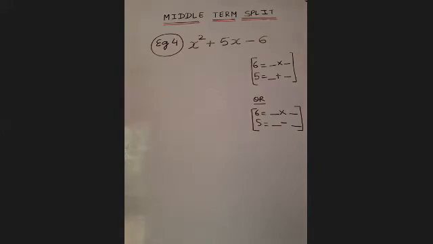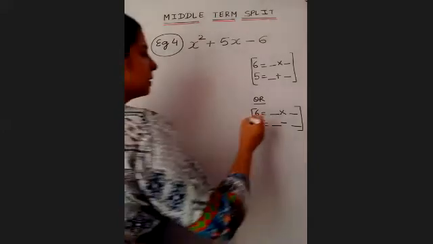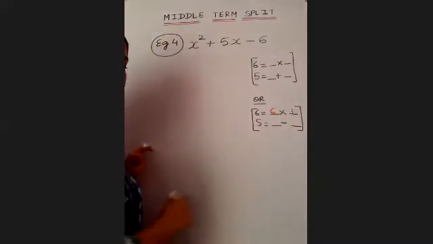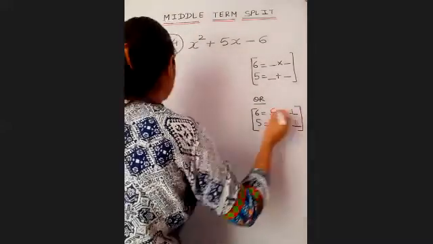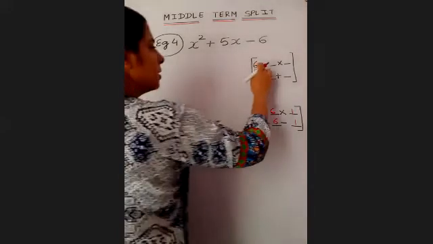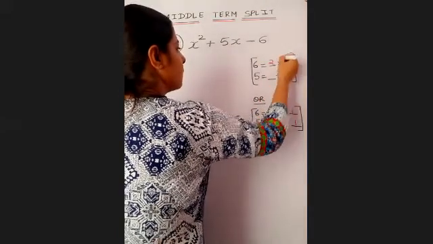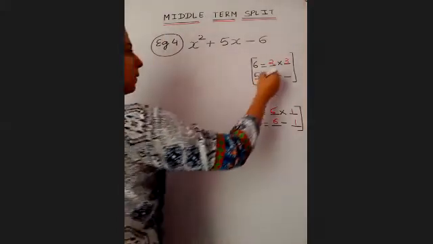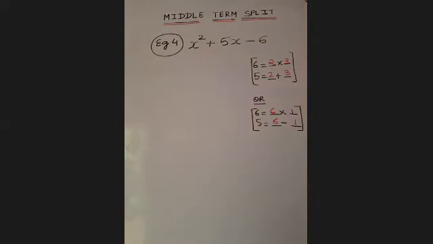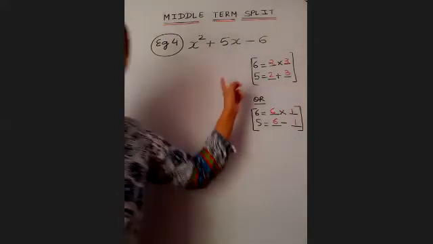6 into 1 gives you 6, and 6 minus 1 is 5. Or 2 into 3 gives 6, and 2 plus 3 is 5. Got it? So there are two possible ways.